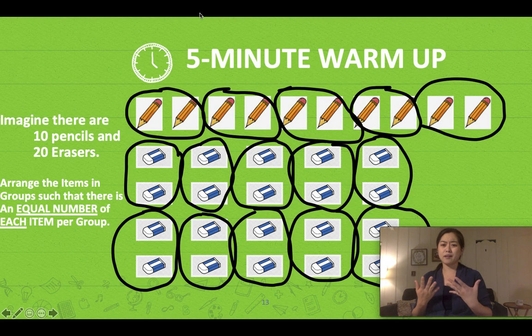Here's another way to separate these items into an equal number per group. How many are in each group? There are 2 items in each group. How many groups of pencils are there? How many groups of erasers are there?